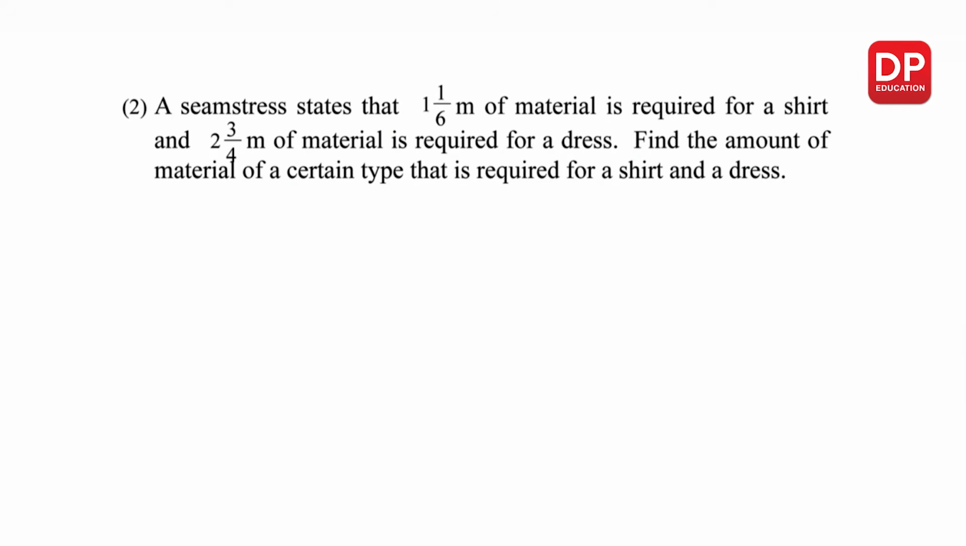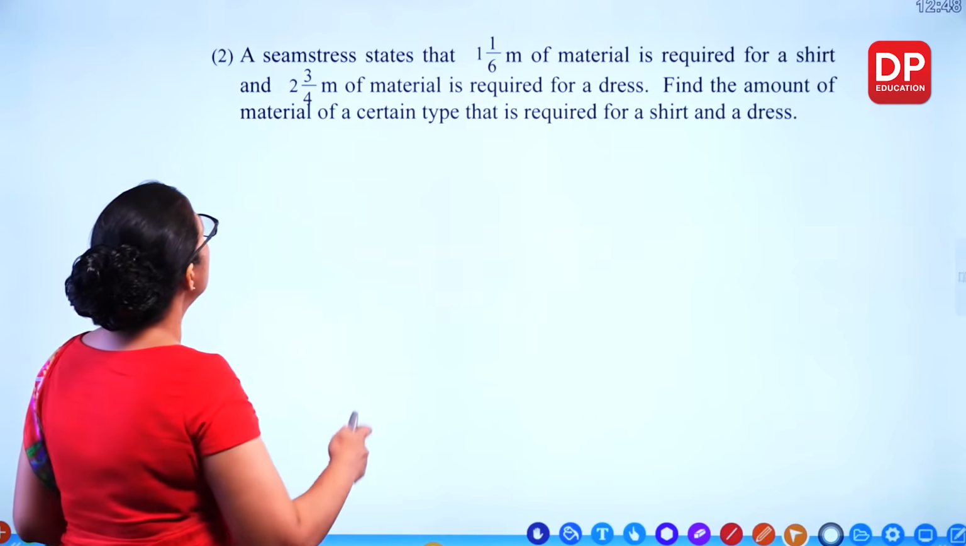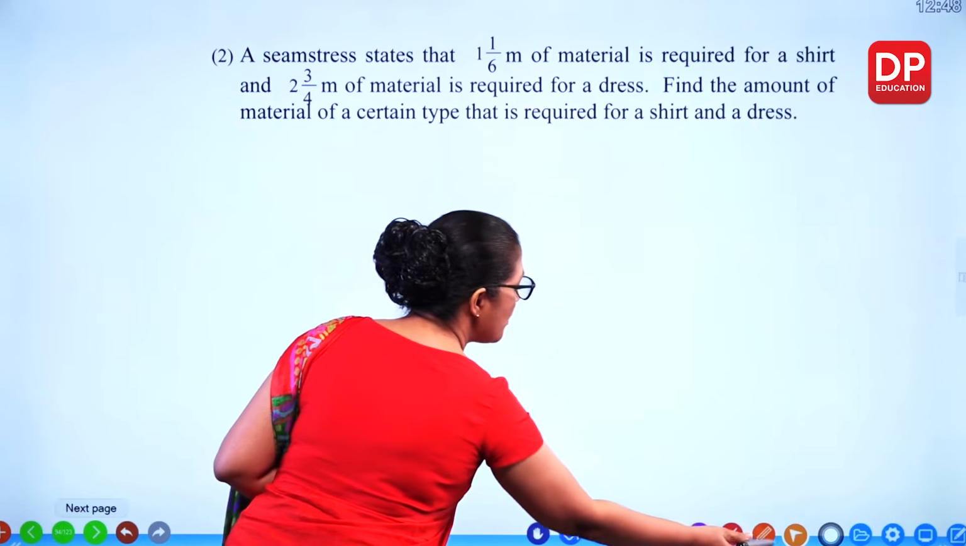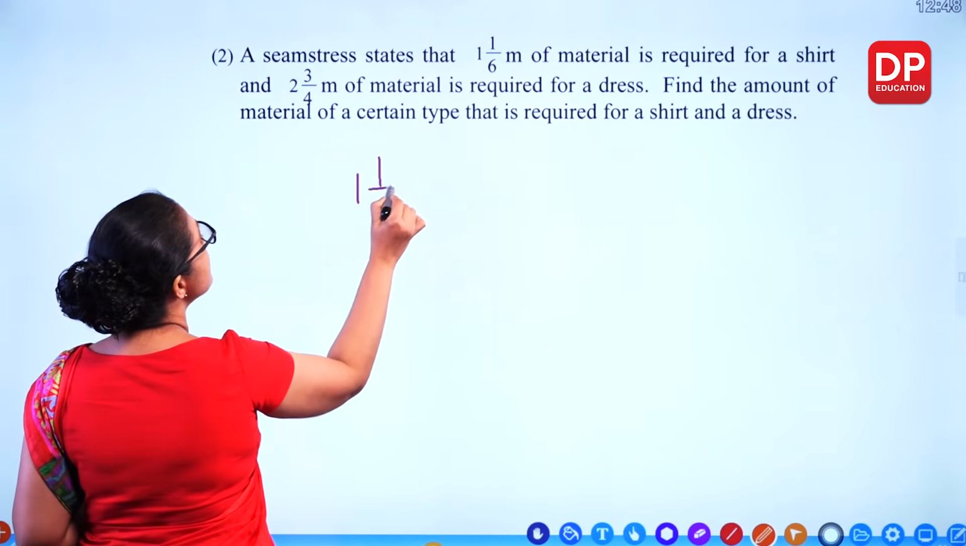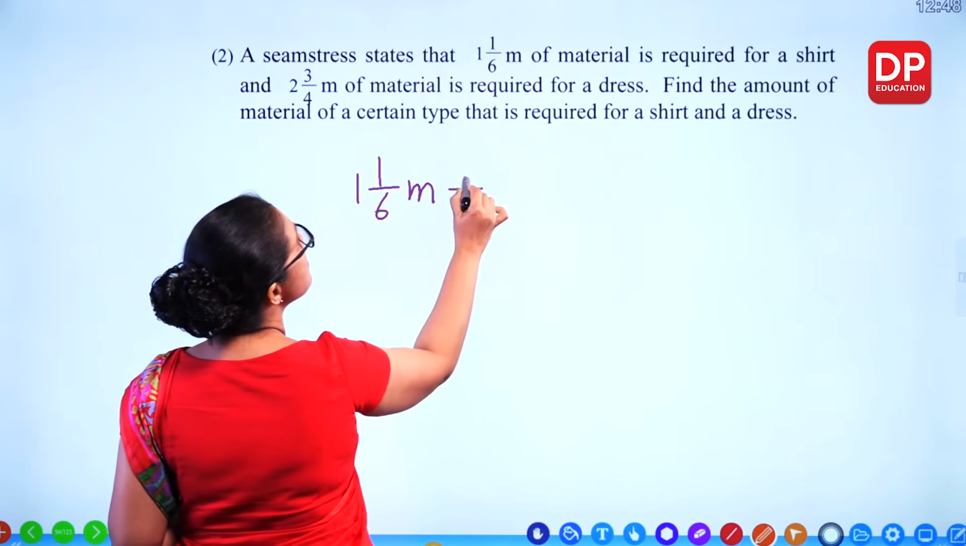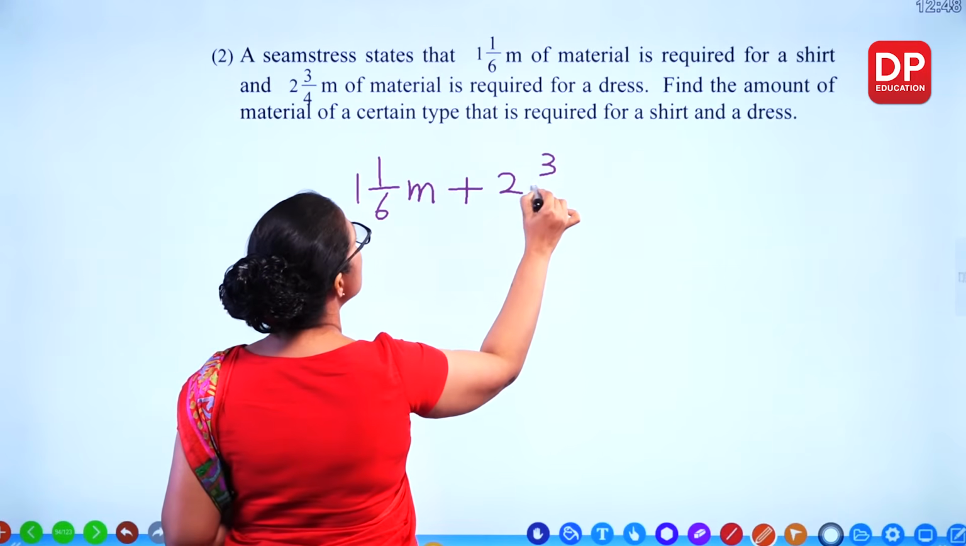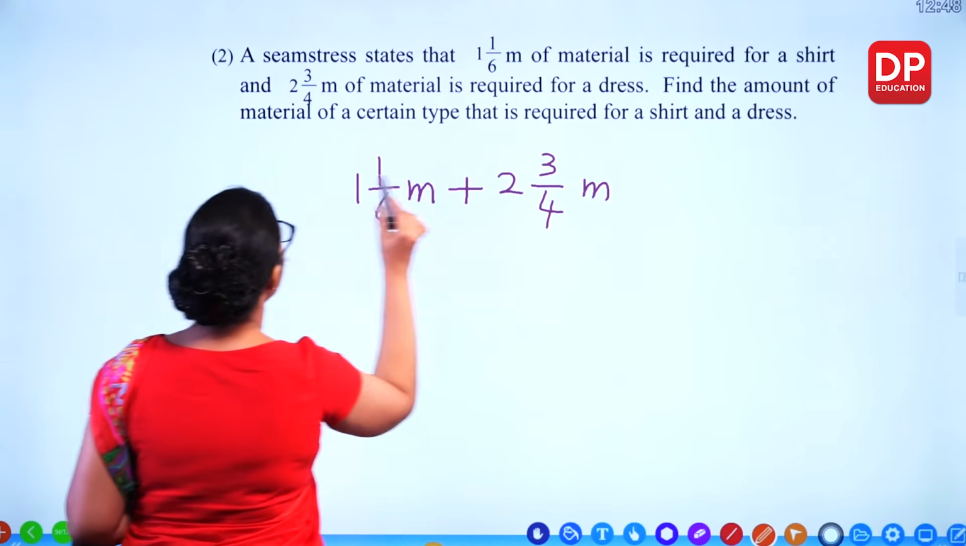Question number 2. A seamstress states that 1 and 1/6 meters of material is required for a shirt and 2 and 3/4 meters of material is required for a dress. Find the amount of material of a certain type that is required for a shirt and a dress. That means you have to find out the total. So we'll do it. 1 and 1/6 meters plus 2 and 3/4 meters. That's the total length.